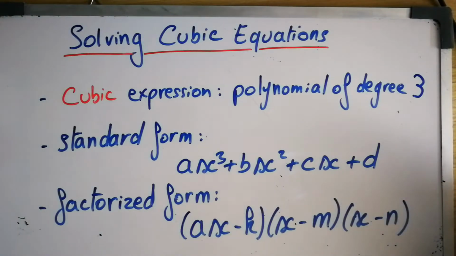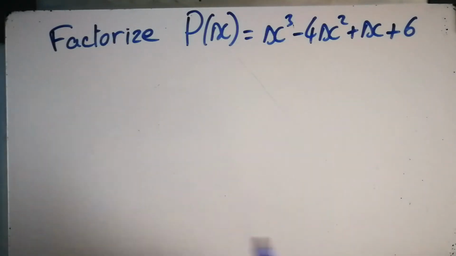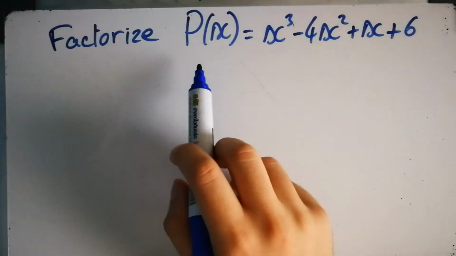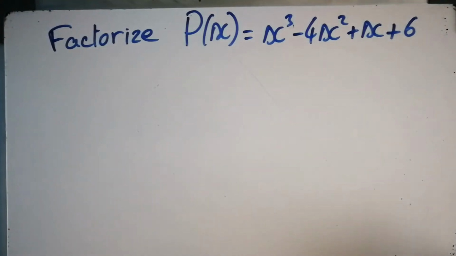In this video, we're going to see how to go from the standard form to the factorized form using the factor theorem. Let's look at the first example. Factorize the polynomial p of x, which is x cubed minus 4x squared plus x plus 6.